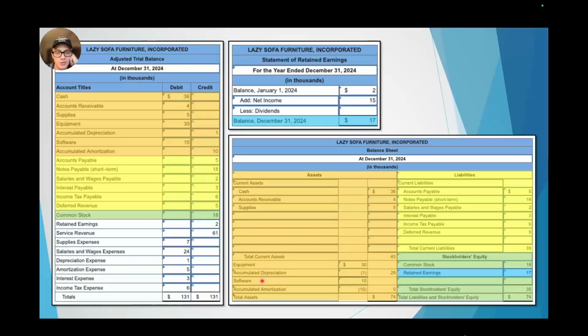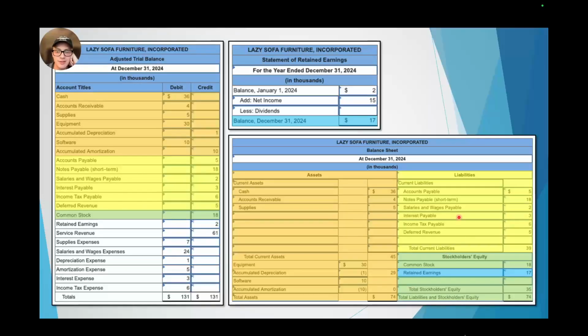Equipment, accumulated depreciation, so on and so forth for 30. This is less, or subtract 1, which is why it's on the credit side over here, because the standard balance of an asset would be a debit. So if it's on the credit side, we subtract that. Software for 10, same thing. All that will get added. And we're also adding our total current assets into this number.